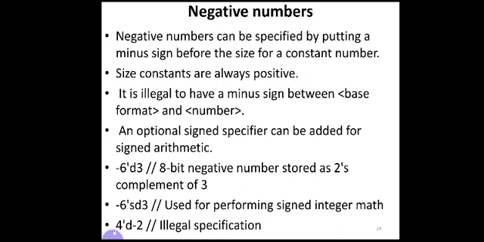An optional signed specifier can be added for signed arithmetic. So the example is written here, minus 6 tick D 3. Leave the minus sign: 6 D 3 is size followed by the base format and 3. But as the minus sign indicates, the size is not minus 6 here. It is the number 3 which is negative. That is an 8-bit negative number as 2's complement of 3. So it is actually minus 3 in decimal.